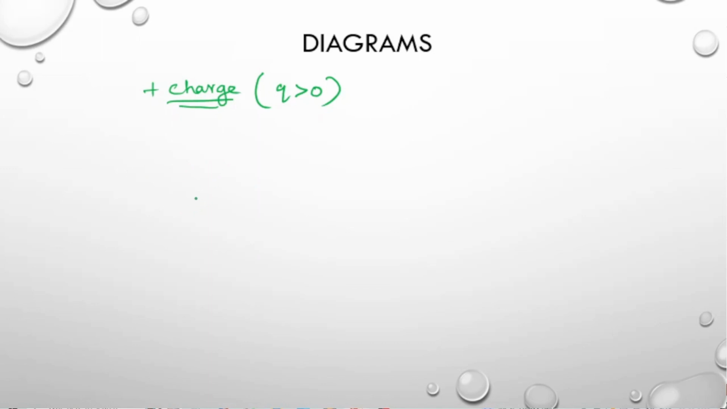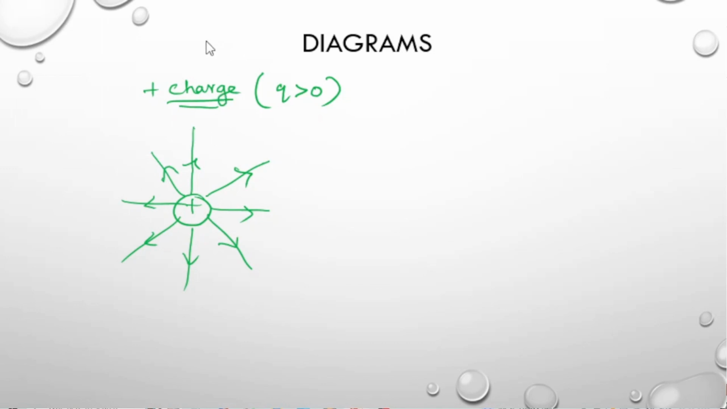Right. So you show the Q positive charge and you show this direction. Something like this you should draw. And you should show radially outwards. So always your positive charge will move radially outwards. This is very, very important.